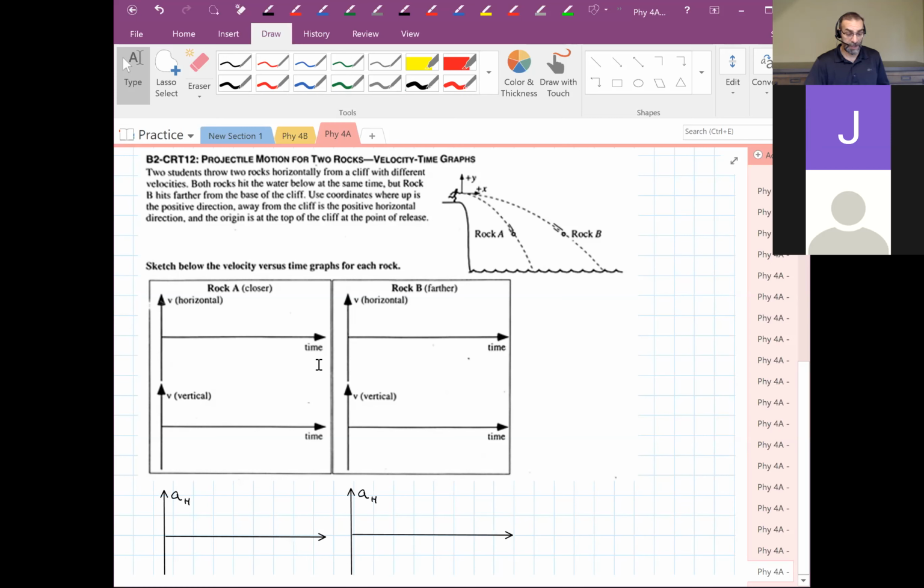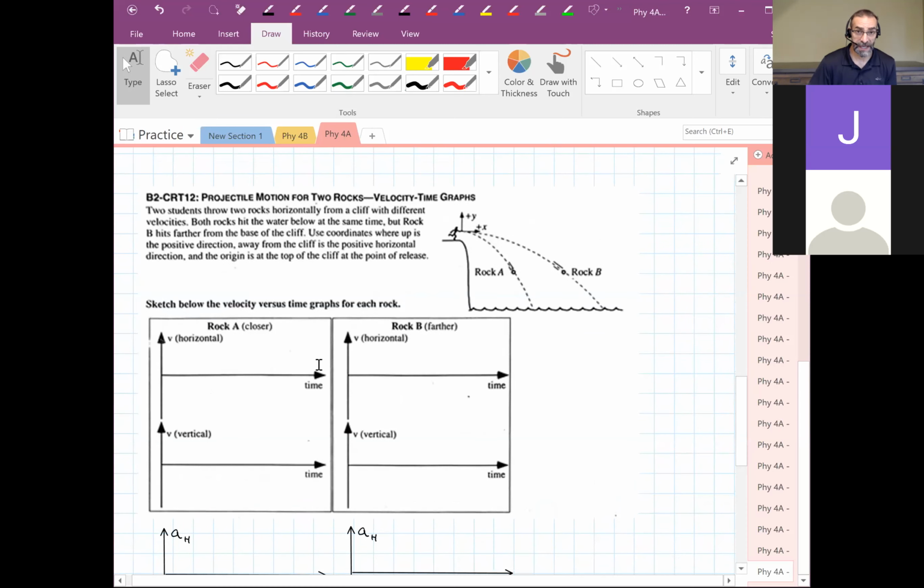Why don't we go through them one at a time? Do the horizontal first. Horizontal velocity versus time for both balls, or rocks. What are they? Rocks. Both rocks. And then we'll go from there.